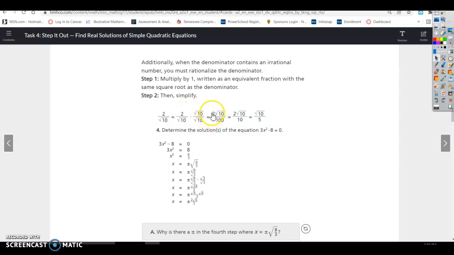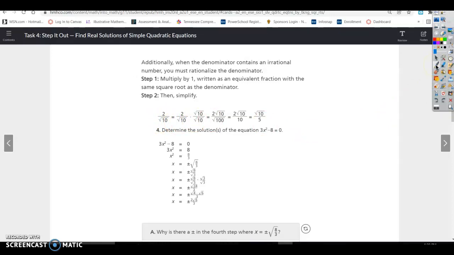So that becomes 2 times the square root of 10 on top, and then the square root times itself is a perfect square. So now the square root of 100 equals 10, and then I can reduce 2 and 10 to equal 5. So 2 divided by the square root of 10 is equal to the square root of 10 over 5. These are equivalent fractions, but this one has a rational denominator. So when it says rationalize the denominator, that means don't leave an irrational number in the denominator spot.